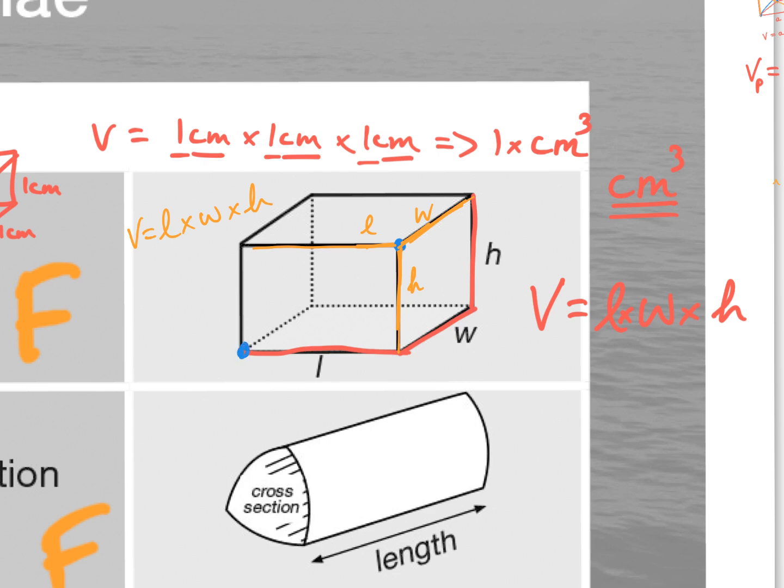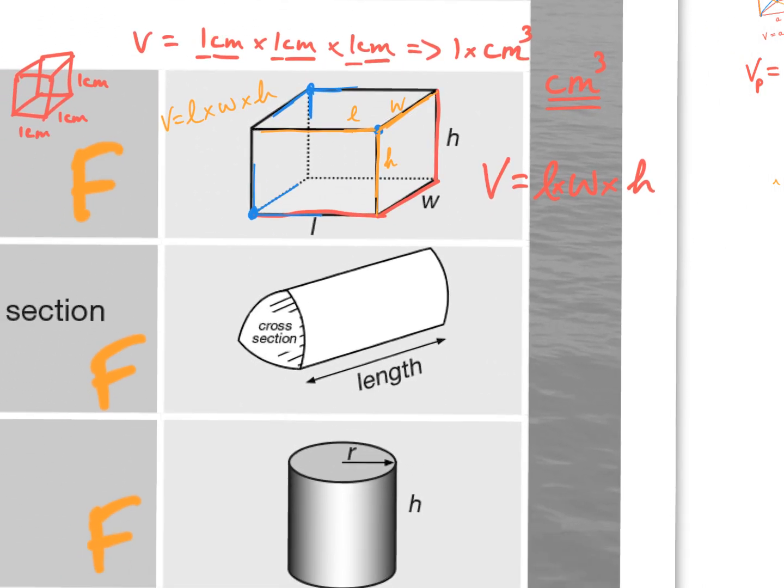So for this one, how was that point made? Well, it was a length by a width by a height. How's this one made? Well, it's a width by a length by a height. Doesn't matter which order they come in because you're multiplying them together. So that's quite a nice one.